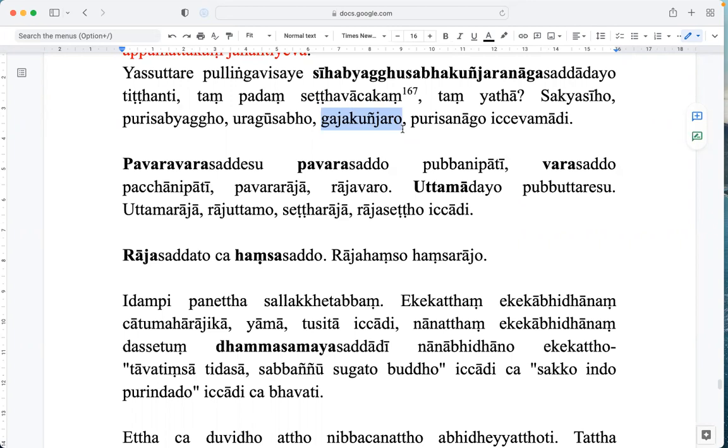Even though we see in translation, the highest one among the elephants, what does it mean? For example, Uraga Usabo, the highest one among the snakes, we can understand. But Gaja Gongjaro, or something. So that is how Sarah makes this deduction.